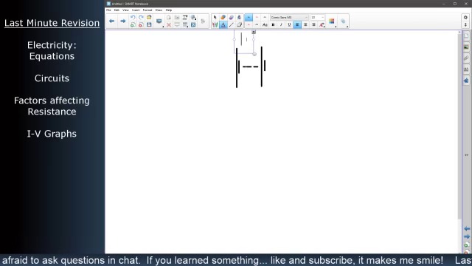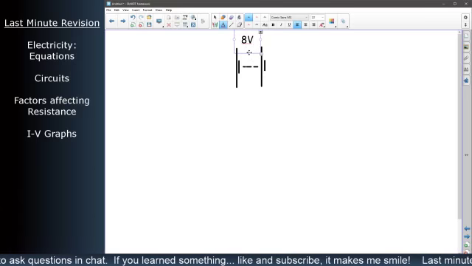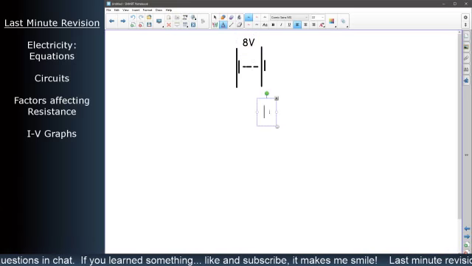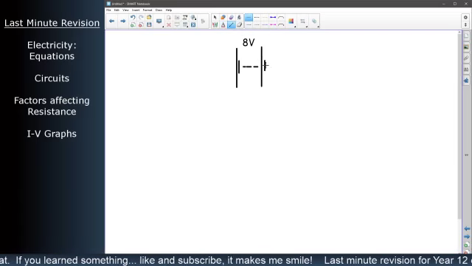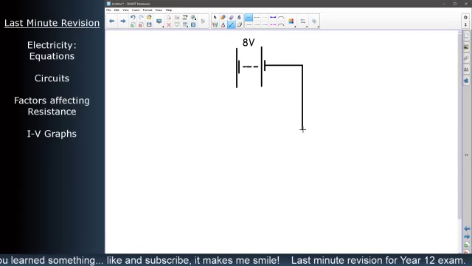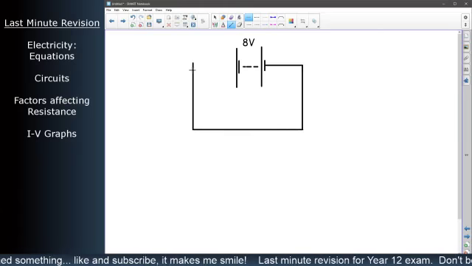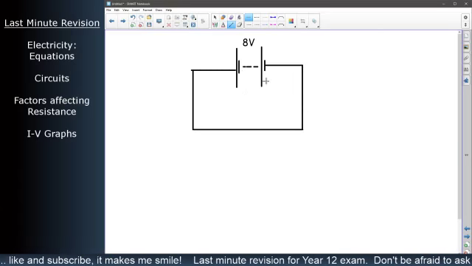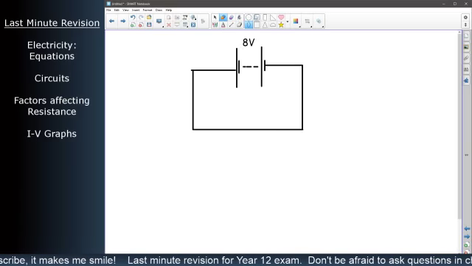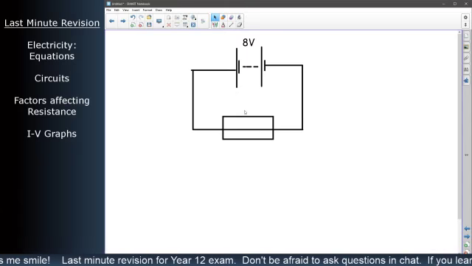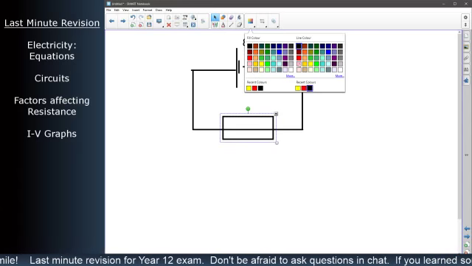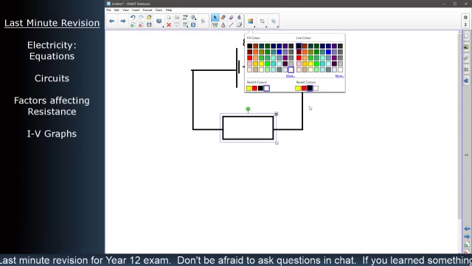Let's say that's an 8-volt power supply. So that means that every little coulomb of charge that goes through this power supply is going to pick up 8 joules of energy. And off it goes out into the world, round and back like this. So this is a dreadfully dangerous situation. This is called a short circuit, because there's a couple of rules that we need to know about electricity. But let's stick a resistor in so that we can chat about those rules.